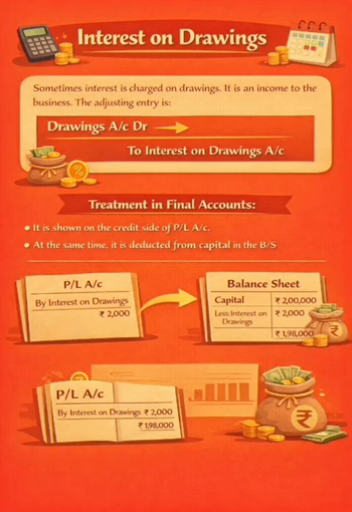Interest on drawings. Sometimes interest is charged on drawings. It is an income to the business. The adjusting entry is: 1. Drawings account debit. 2. Interest on drawings account. Treatment in final accounts. It is shown on the credit side of profit and loss account. At the same time, it is deducted from capital in the balance sheet.